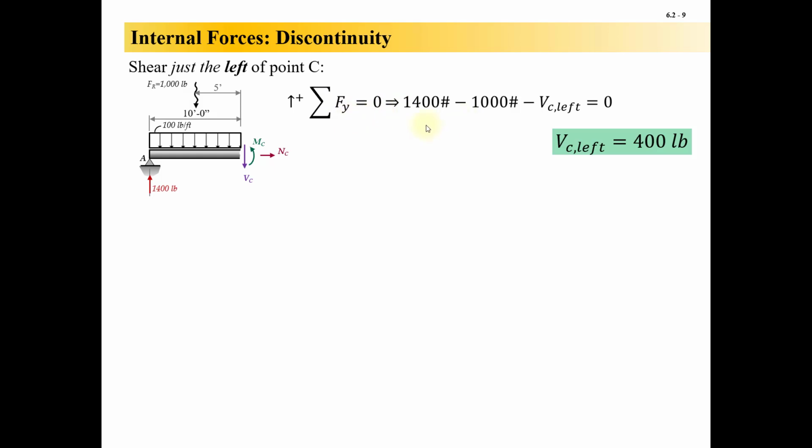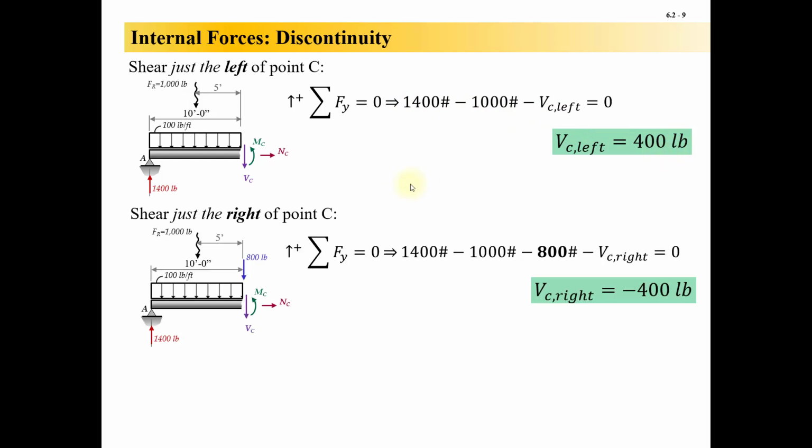Sum of forces in the Y is going to give me my shear. I have 1,400 pounds up, 1,000 pounds down. I'm saying up is positive. And then I say minus VC left. My positive sign convention says that on the right-hand side it's pointing down. But when I plug it into my equation of equilibrium, I still follow that sign convention. So there's really two sign conventions going on at the same time here, right? Your internal force sign convention and your statics or Cartesian sign conventions. So I have 1400 minus 1000 minus VC left. That gives me that VC left is 400 pounds.